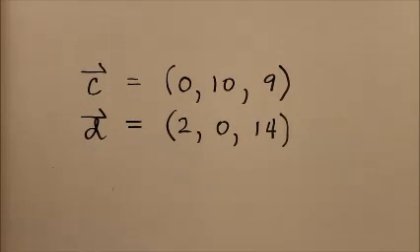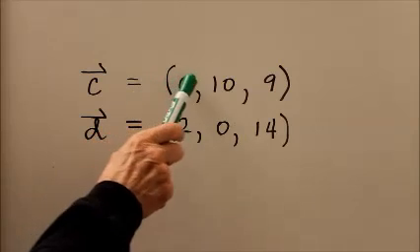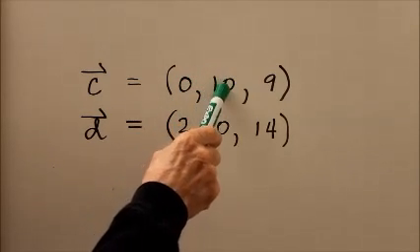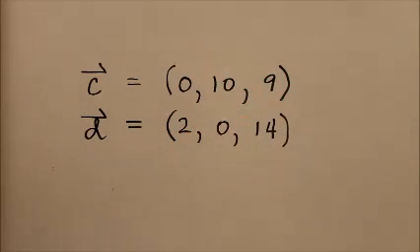over it, or even by putting a full arrow over it, which I've done here. The two vectors are 0, 10, 9, and 2, 0, 14. That is the X, Y, and Z coordinates of the end points of the vectors if their back end points or starting points are at the origin.